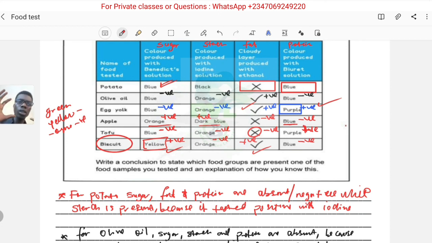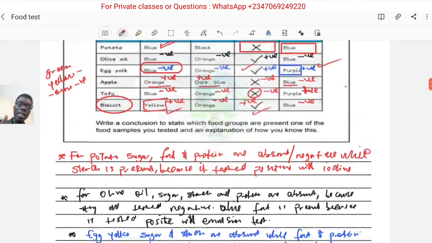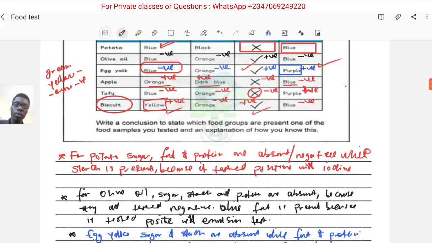So the whole thing, just look at the color change. If the reagent remains the same, that means it is negative. That means that thing is not present. For example, for egg yolk the color remained blue when Benedict was added. That means there's no sugar in it. You might want to rewind the whole thing. I didn't write the whole thing because I just wanted you to understand. Just write the same format. Once you see it's positive, you know that means that thing is present.